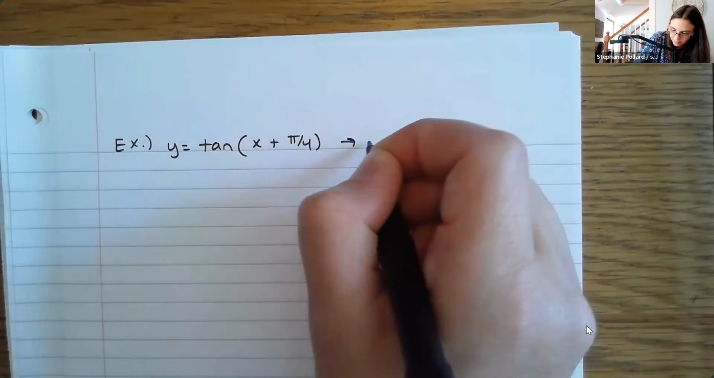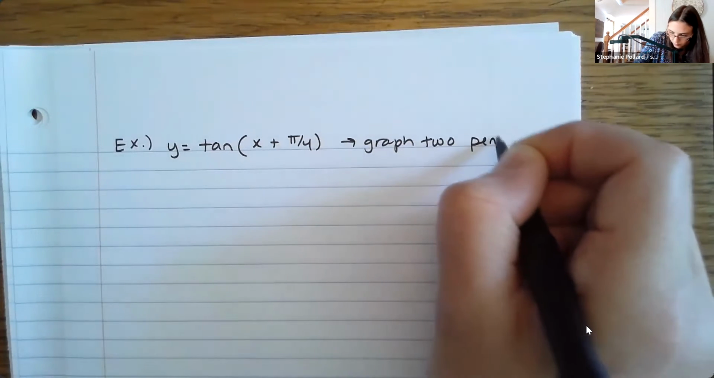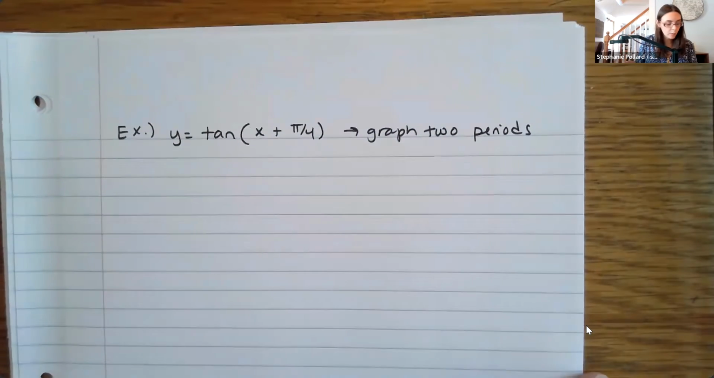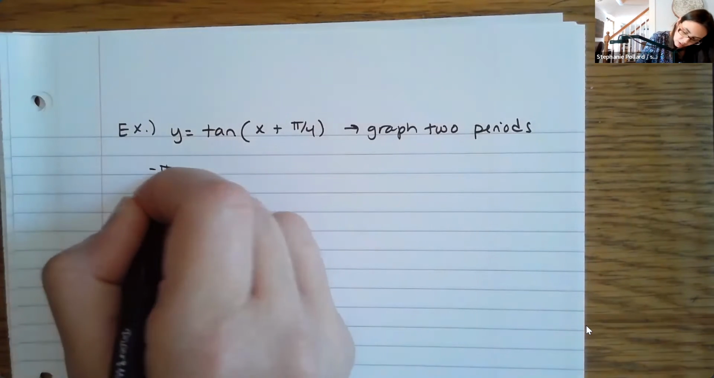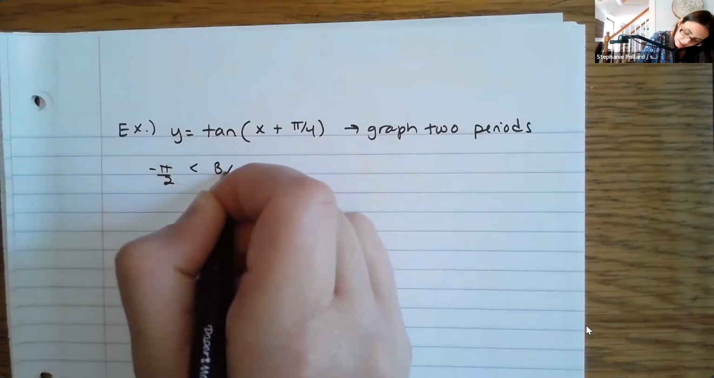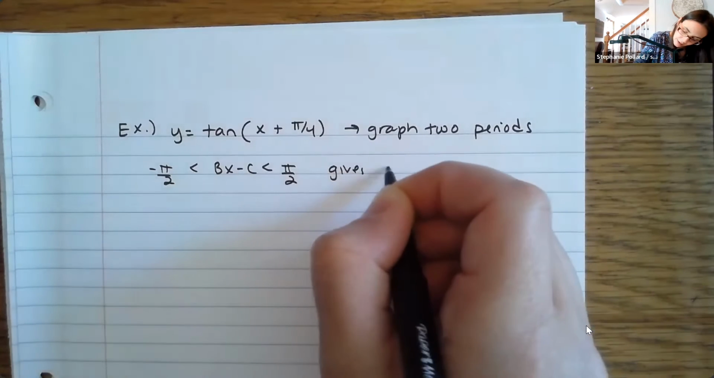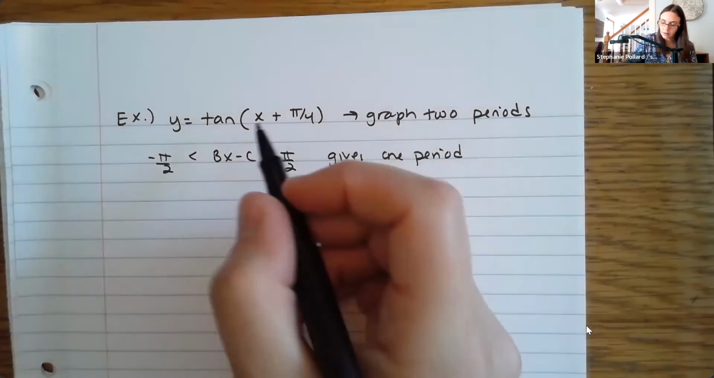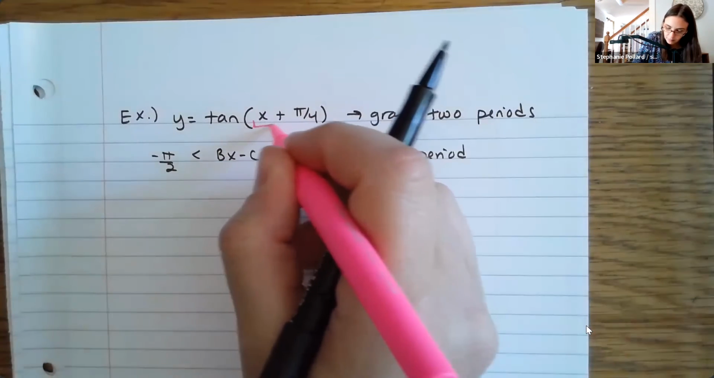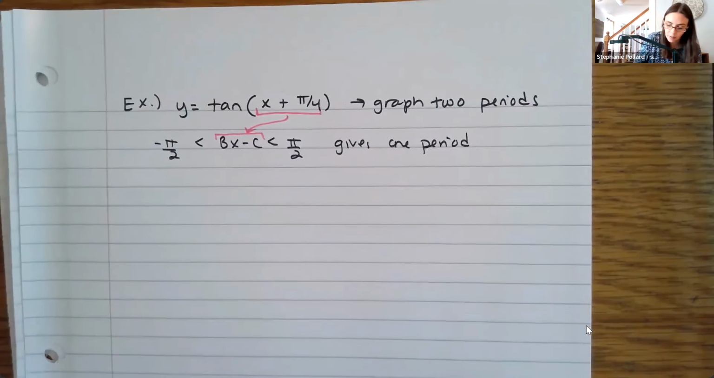And they want us to graph 2 periods. So the first thing we're going to start with is remember that negative pi over 2 < bx minus c < pi over 2 gives 1 period. So it gives where that 1 period would occur. So here, my bx minus c is the x plus pi over 4.